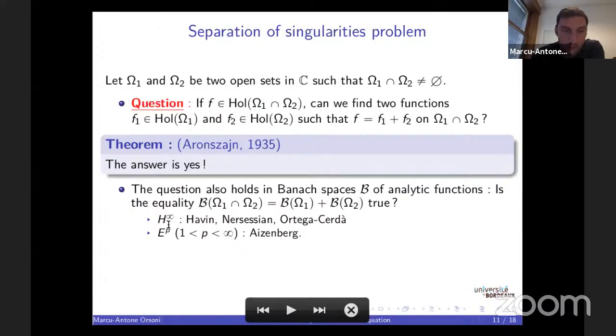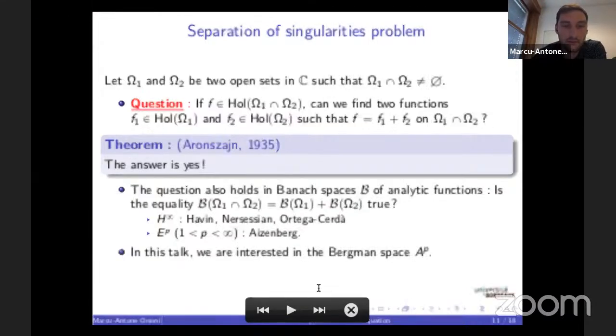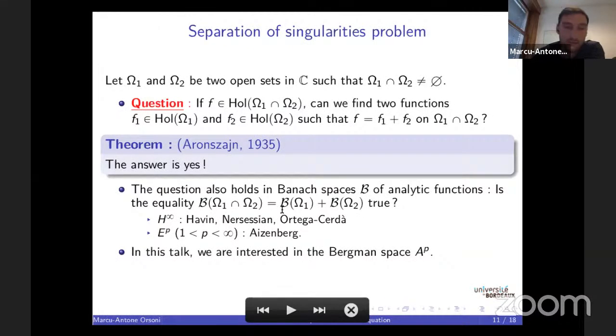For H infinity, which is the space of bounded holomorphic functions, there are some works, and in fact, very precise work. And on the Smirnov space too. But in this talk, we are interested in the Bergman space AP. And so I will give some results on this space.